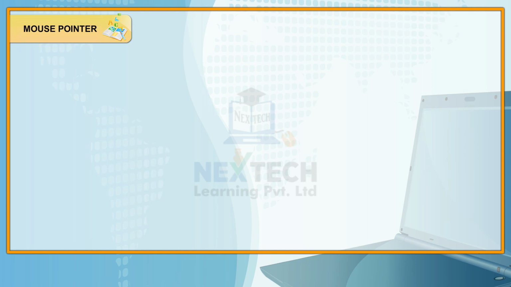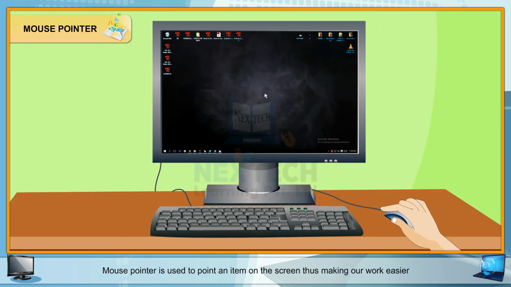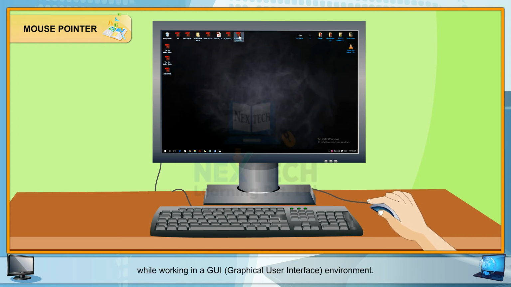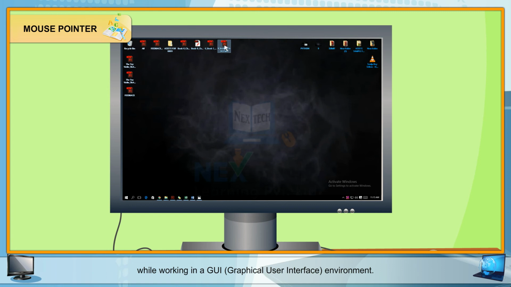Mouse pointer. Mouse pointer is used to point an item on the screen, thus making our work easier while working in a GUI, graphical user interface environment. We can change the size and color of the pointer. Follow the given steps to change the size and color of the mouse pointer.